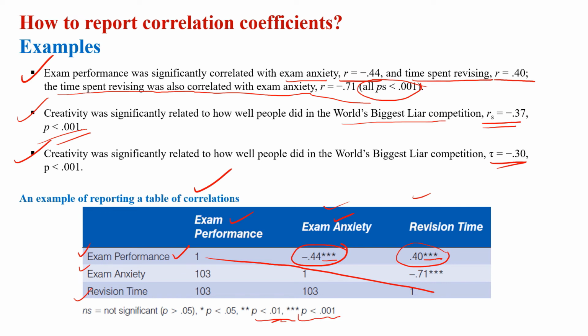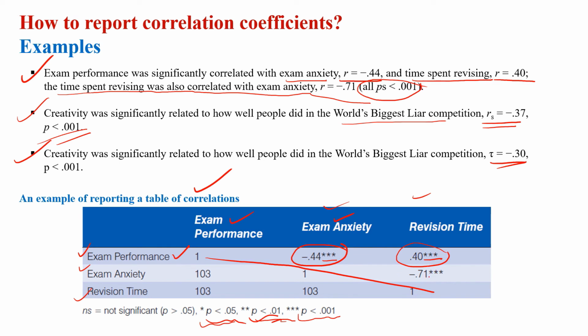Okay, so if there are 2 stars, you can say that it is less than 1%, and if there is 1 star, it is less than 5%. So this is how you can tell whether it's a significant relationship or not.